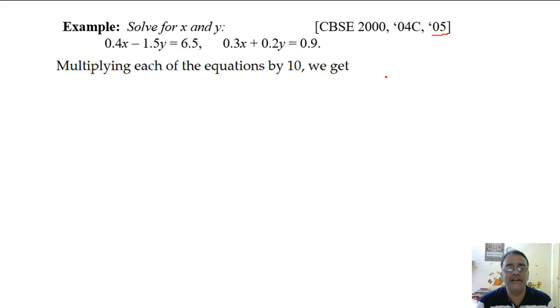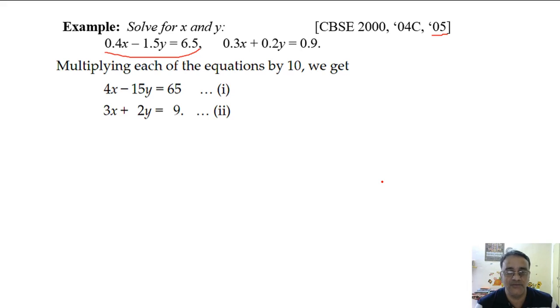If you multiply with 10, what will you get in the first equation? 4x - 15y = 60. Second equation? 3x + 2y = 9. Right. So these are equation 1 and 2.